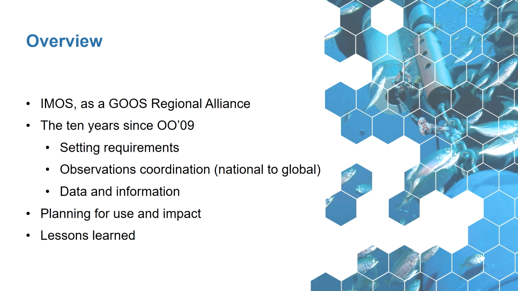So I'll just briefly introduce IMOS, and I'll talk about it as a regional alliance of the global ocean observing system, or reflect on the 10 years that we've had since OceanObs 09, and I'll talk particularly about things like setting requirements around observations coordination from national to global scales, data and information. And you'll recognise those terms, any of you who've had a look at the Framework for Ocean Observing developed at OceanObs 09. And then I really want to talk about where we think we need to go next around planning for use and impact, and then I'll just share a few lessons that I think we've learned across the last decade.